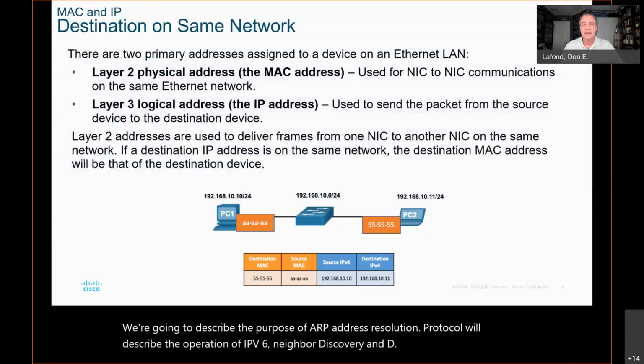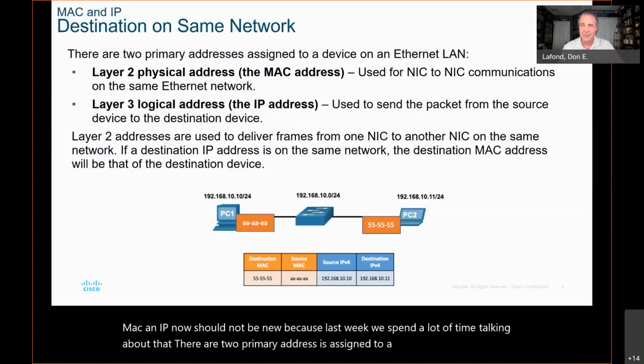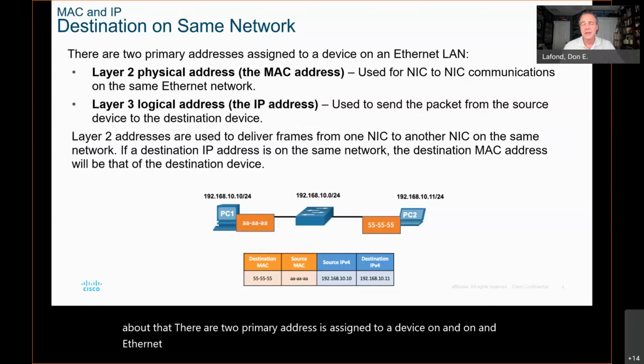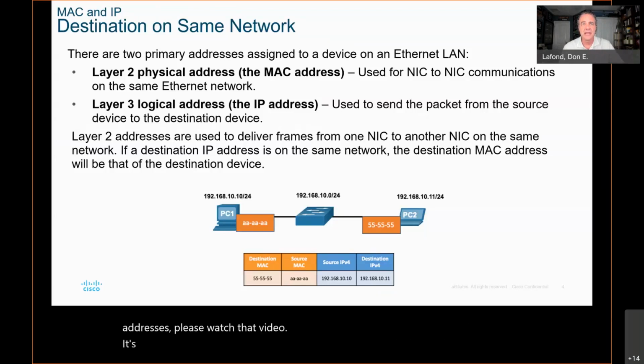MAC and IP. Now, this should not be new because last week we spent a lot of time talking about that. There are two primary addresses assigned to a device on an Ethernet LAN. There's the layer 2 physical address that is embedded in your NICs. It's a MAC address. We talked about it in Module 7. If you're not familiar with MAC addresses, please watch that video. It's used for NIC to NIC communications on the same Ethernet network.